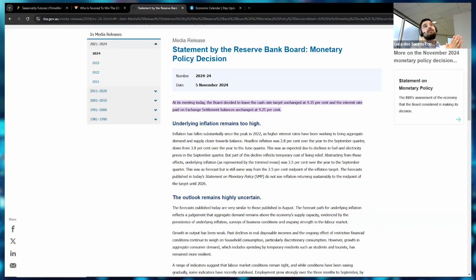Now that's the headline inflation. The actual core inflation continues to be higher, above 3%. We need to bring that back down to 2%. So don't forget that we need this inflation to go back lower to 2%.